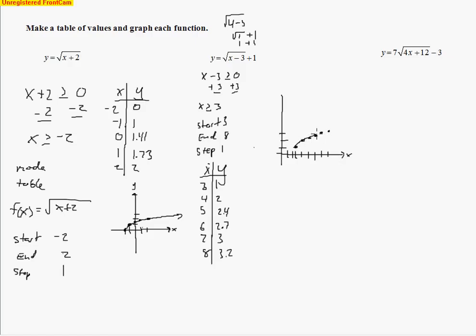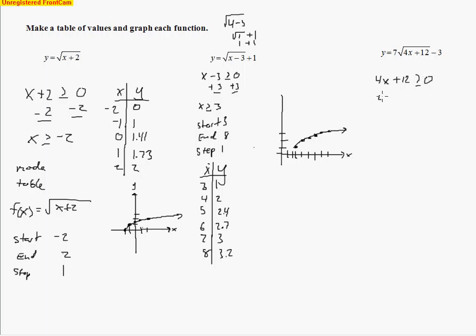Very similar to the last one, exactly the same graph. The only difference is it started in a different spot. So on this one, same sort of thing. You just take the 4x plus 12, and you set it greater than or equal to 0.